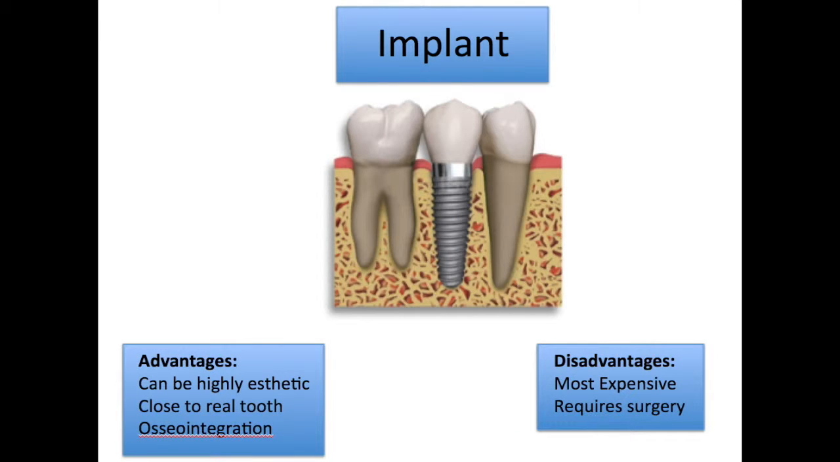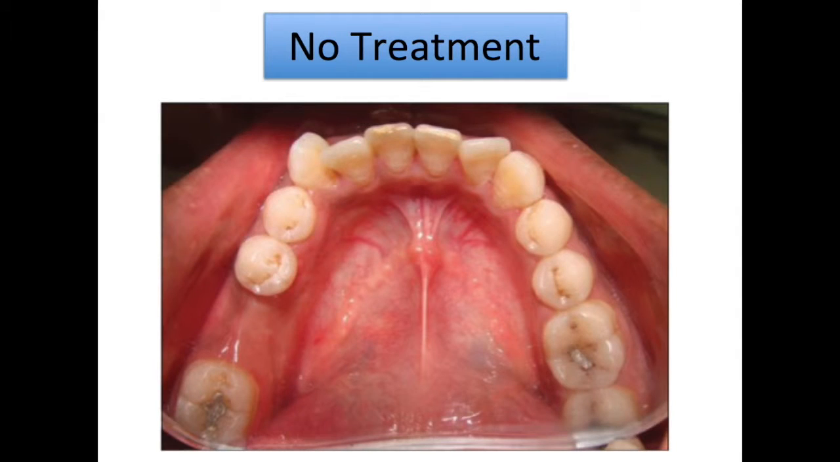The third option is the dental implant. The implant replaces the root of the missing tooth, and the crown of the implant replaces the actual crown of the previous tooth. The major advantages of the implant are that it is highly aesthetic and is the closest option to a real tooth. However, it is the most expensive of the three options and requires surgery. And lastly, the final option is simply no treatment.